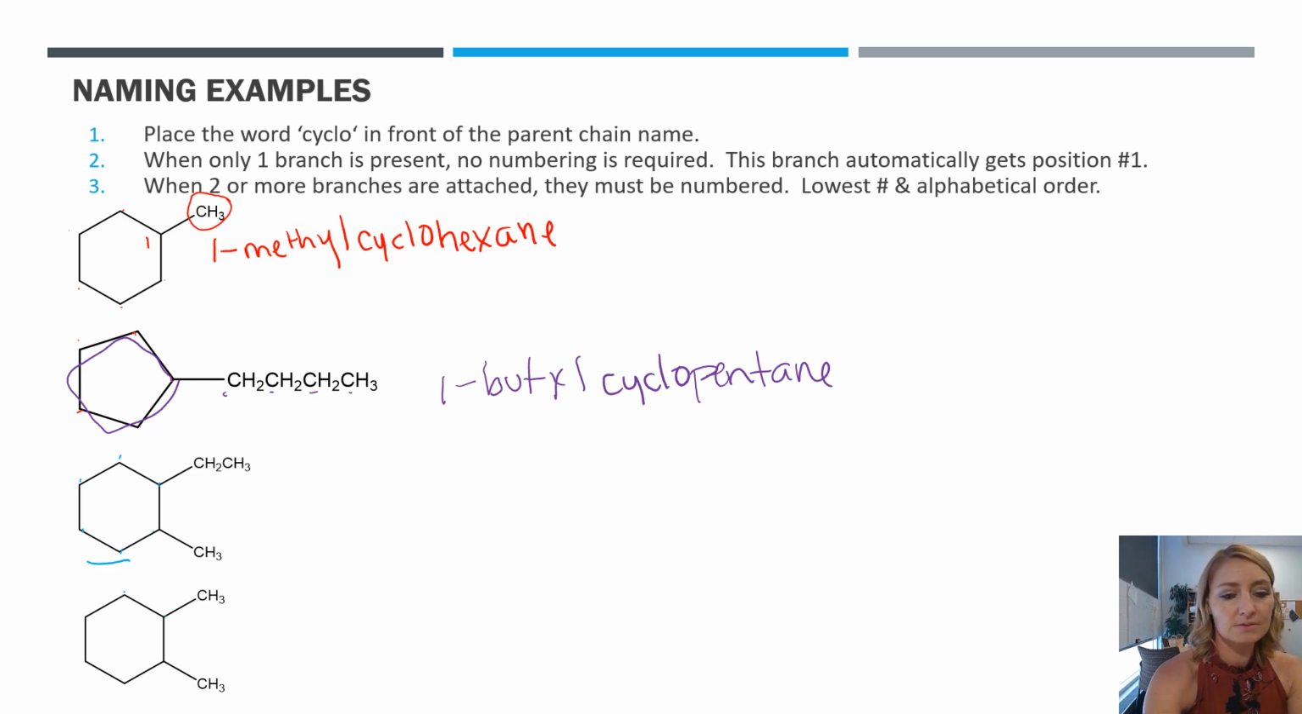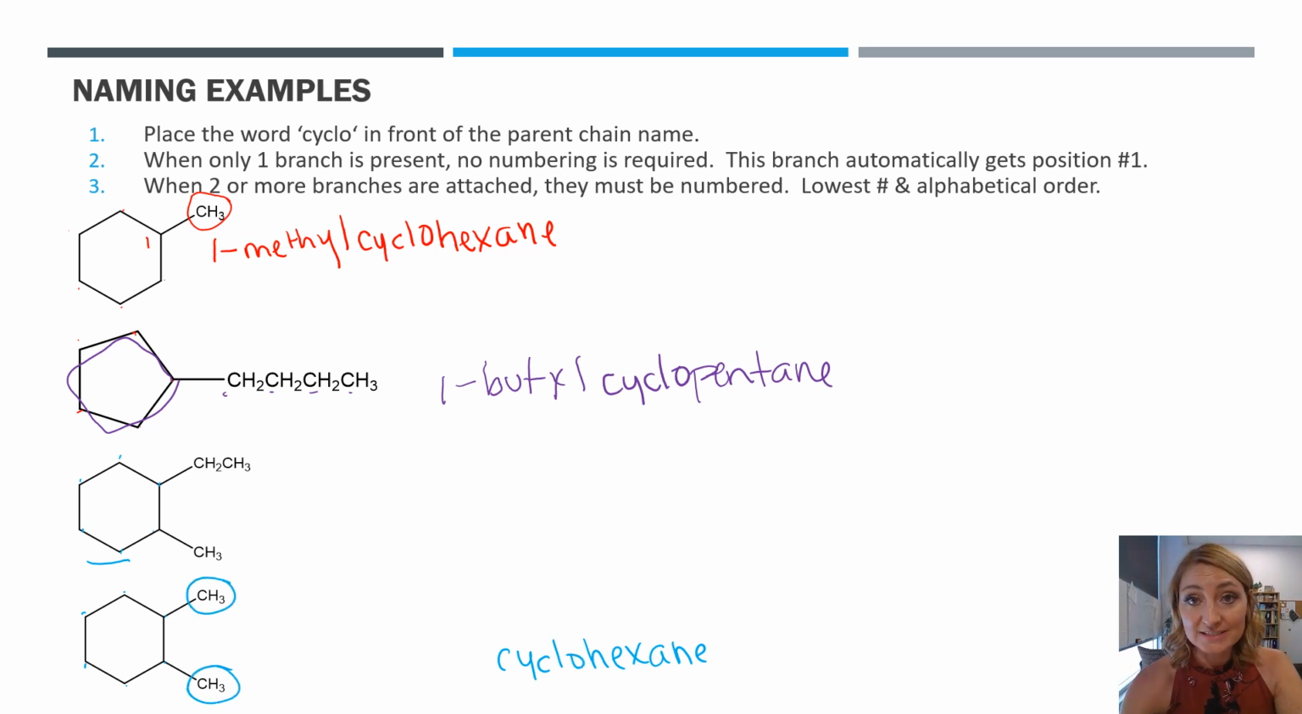Let's go here. 1, 2, 3, 4, 5, 6. So the parent chain is hexane, and it's cyclic, so I'm going to put cyclo. And we have 2 1-carbon branches, alkyl branches. We have 2 methyls on here. Okay, so chemists don't like to be redundant. We wouldn't say methyl, methyl. Instead, we use the prefix dimethyl to say that we have 2 methyl groups.